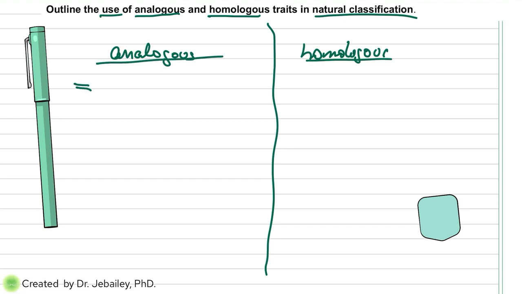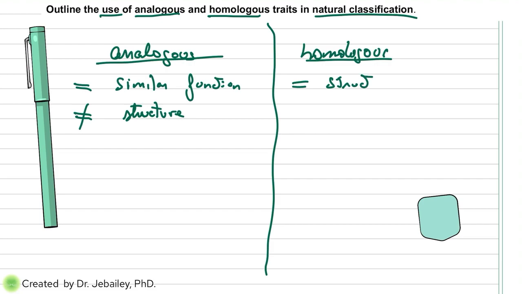When I say equal, it means similar. When I do this, it means different, right? So this is similar. What do they have that is similar? They have a similar function, but different structures. And homologous is completely the opposite. It's a similar structure and a different function.